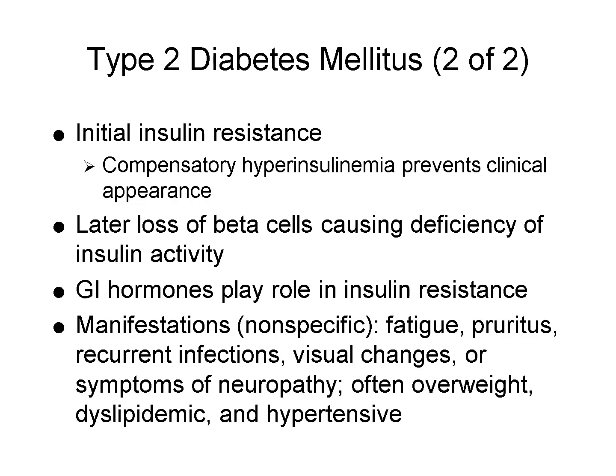In early stages, many patients are asymptomatic. Later symptoms include fatigue, blurred vision, recurrent infections, and signs of peripheral neuropathy. Patients are often overweight, dyslipidemic, and hypertensive. Although ketoacidosis is rare, type 2 diabetes may result in a hyperosmolar hyperglycemic state. Management focuses on diet, physical activity, glucose monitoring, and pharmacologic interventions to improve insulin sensitivity and secretion.